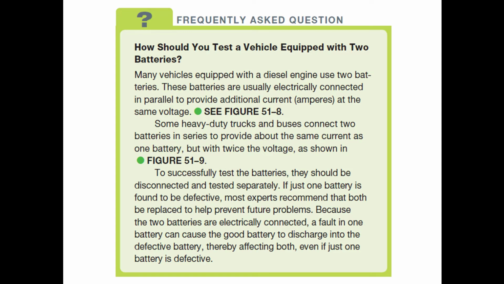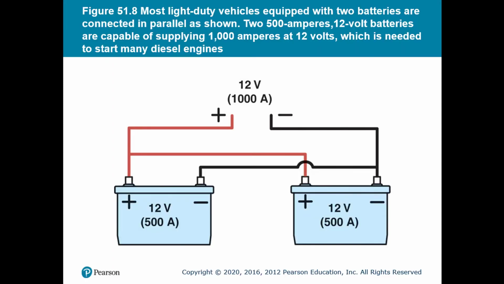Either way, to successfully test the battery, or the batteries, plural, they should be disconnected from the system and tested individually, separately, to verify which one's actually bad. Now, if one of them is found to be defective, the industry norm is you should replace both of them. In this example, this is a diagram of 2 batteries that are actually connected together in parallel. So you can see the negative of one is connected to the negative of the other, and the positive of one is connected to the positive of the other, giving me an overall voltage of 12.